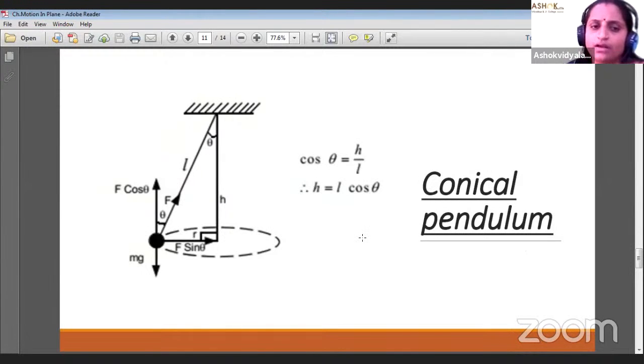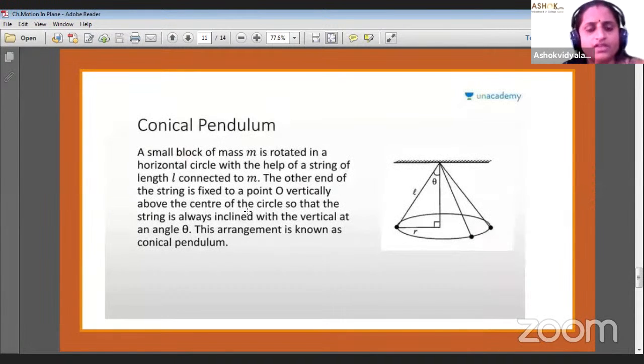Next point, conical pendulum. Now see in this equation, for the conical pendulum, F cos theta and F sin theta are two components. F cos theta balances mg in the vertical, downward direction, and F sin theta is in the horizontal direction, where h is the height, l cos theta. h upon cos theta is equal to h upon l. Therefore, h is equal to l cos theta. See, first of all, what is the meaning of conical pendulum?